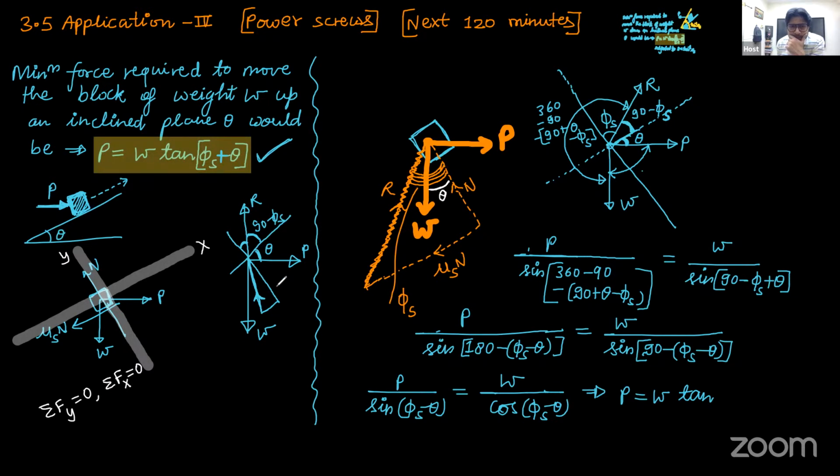Moving up the plane, then the normal reaction is like this, and the friction force is like this. Mu s multiplied by N is the friction force. I'm just figuring out if I would have taken the resultant reaction here, even then the result obtained must have been the same. 360 minus 90, sine 180 minus theta is minus 90 phi s plus theta, sir. There seems to be some input given in chat. Direction of resultant must be in the second quadrant. Oh, is it? Yes, sir.